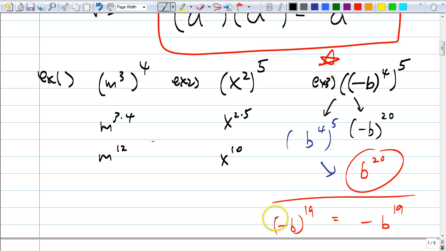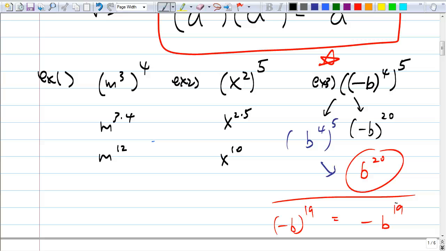Look at what we have here. Negative b in parentheses to the 19th power, Eric, is the same as negative b to the 19th power. Why? Eric? Because you're multiplying by an odd number. Exactly. You're multiplying a negative number or negative expression. You could think of it this way: an odd number of times.